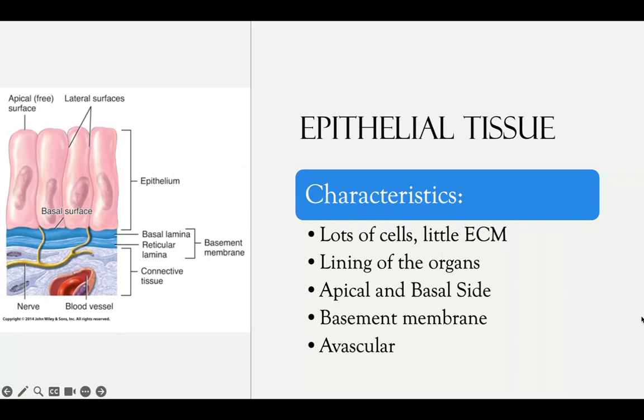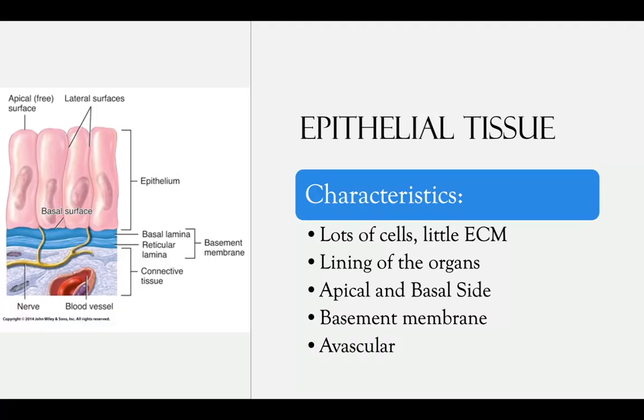Okay, so let's get into our first main type of tissue, which is going to be epithelial tissue. Now, we've already kind of talked about it, right? It's a type of tissue. So we were looking at its concentration of cells versus extracellular matrix. It has a lot of cells and little ECM. So when we are identifying the different types of epithelial tissue, we are going to be looking only at the cells. Okay.